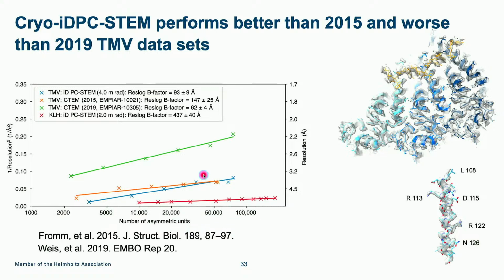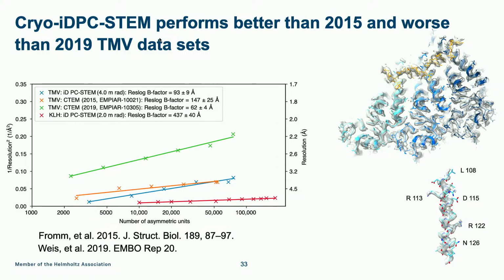But in all these realistic ranges, we look at several different graphs here. The upper one, the green one, is from 2019. This is the best resolved TMV reconstruction, and there the B factor was determined at 60. Down here we have the comparison between the blue and the orange one. The iDPC is in blue, and it has a B factor of 90, as opposed to the CTEM imaging in 2015. So based on this quantitative analysis, the performance of this kind of imaging lies somewhere between 2015 and 2019.